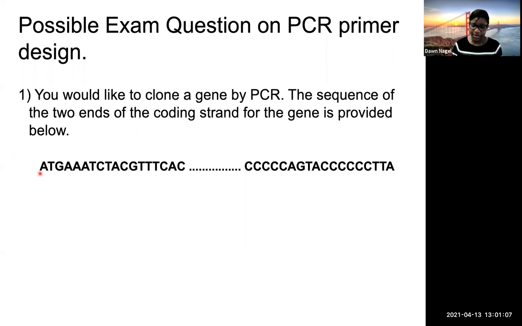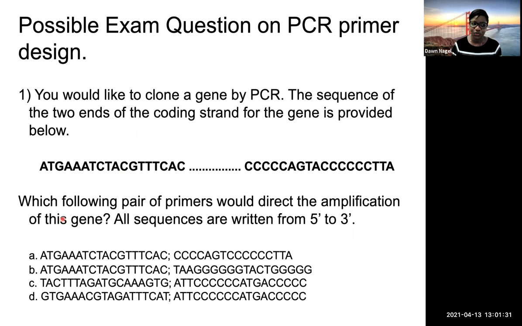One of the things you want to think about beforehand is that this is the sequence, and I just wrote a bunch of dots in between because it's a long sequence. So this is the beginning and this is the end of the sequence. This is not two individual sequences, this is one sequence. I just didn't put all of the information in between. Then I would ask you which of the following pairs of primers will direct the amplification of this gene, or I'll ask you to write the primer that will amplify this gene. So it could be either of two ways.